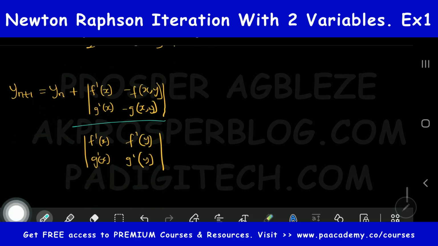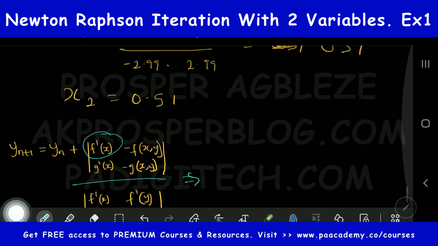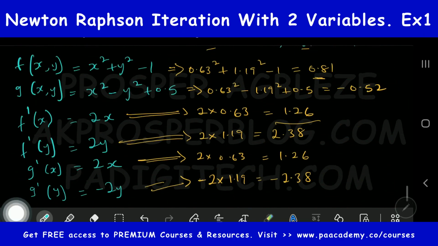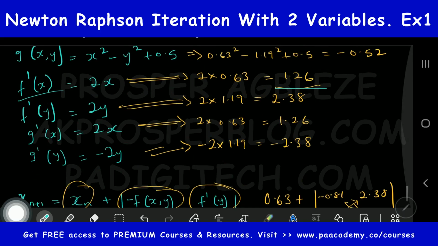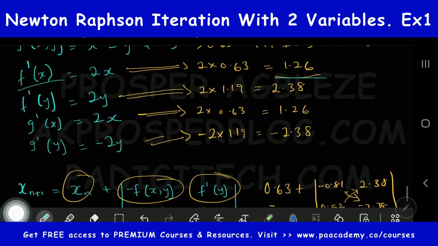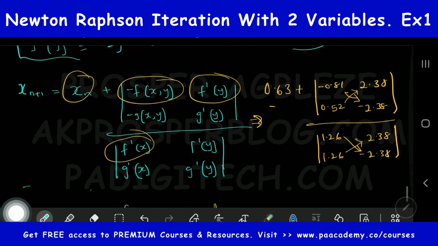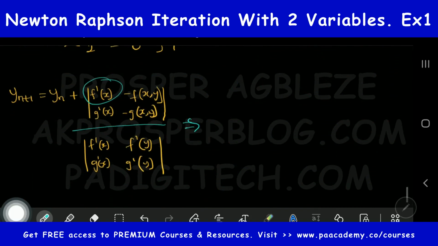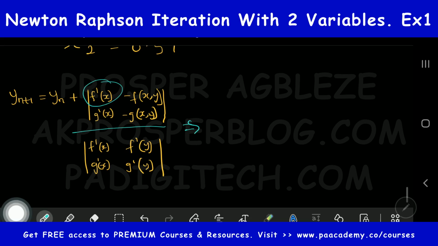Okay, now let's look for the y2. I've copied the formula again, just for us to put in the values. By now you should be familiar with the values. F prime of x, from what we calculated earlier, is 1.26. All of these values, just locate them here, look for their corresponding value, and then put it into the formula. So let me just go ahead and put it.